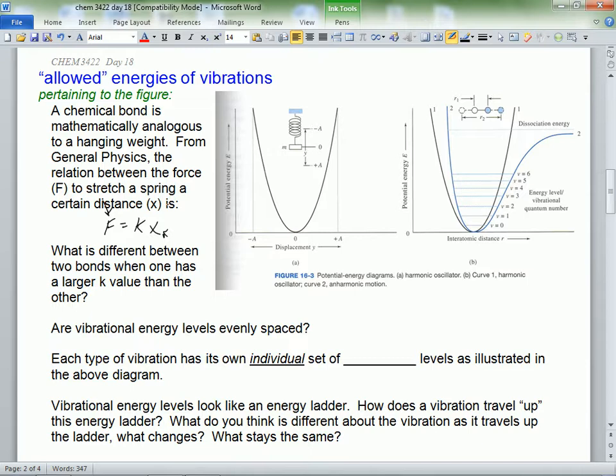Shelby, are vibrational energy levels evenly spaced? They look spaced in the picture. Yeah, they look evenly spaced. Okay.